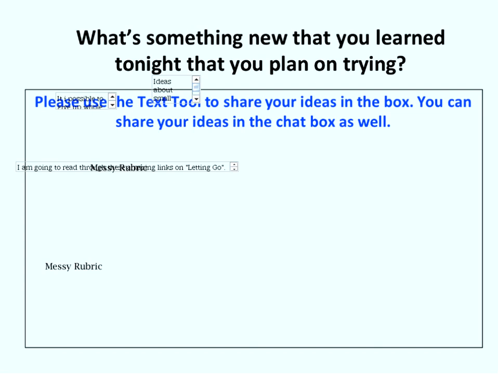The wording on the messy rubric is so nice. I actually think it's a kind of rubric where people at the end could take something and actually feel like they're actually paying attention to the rubric.